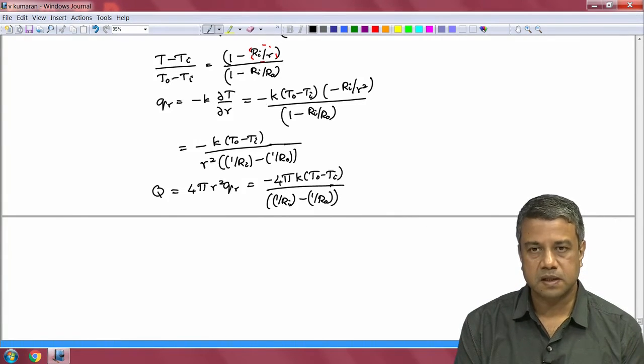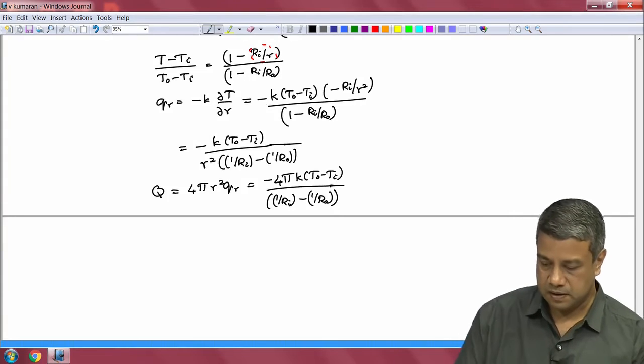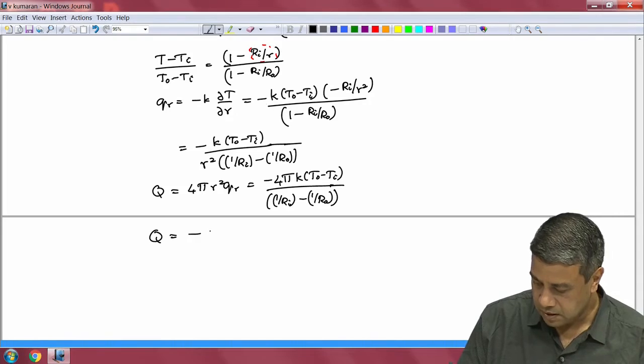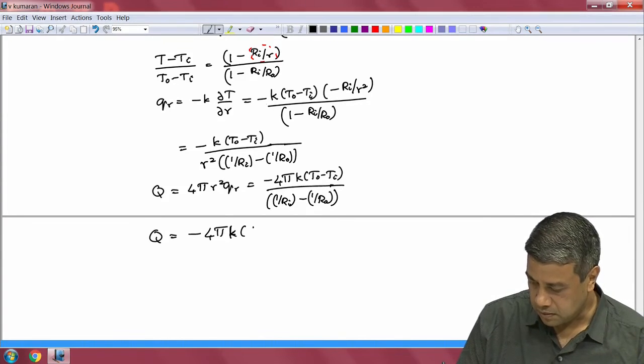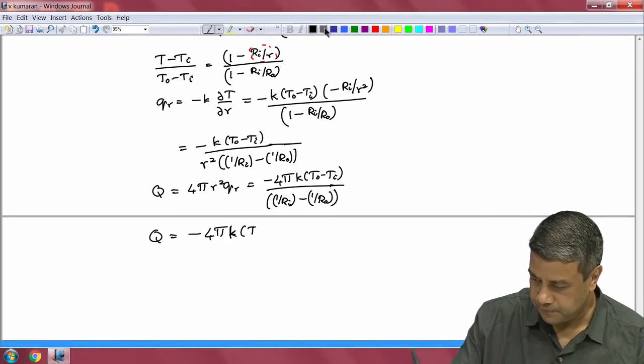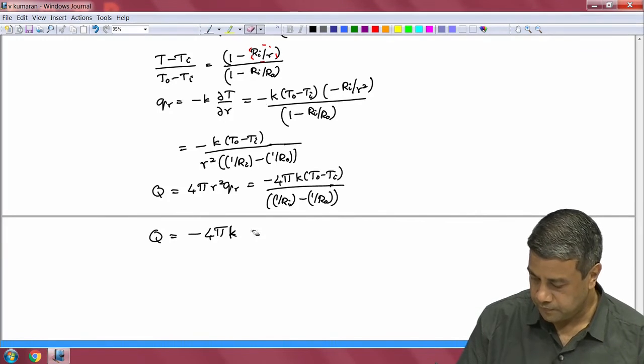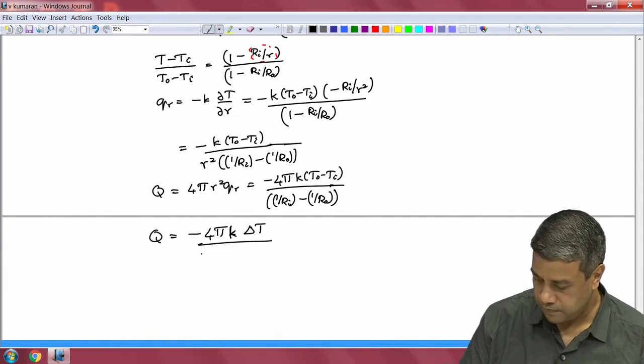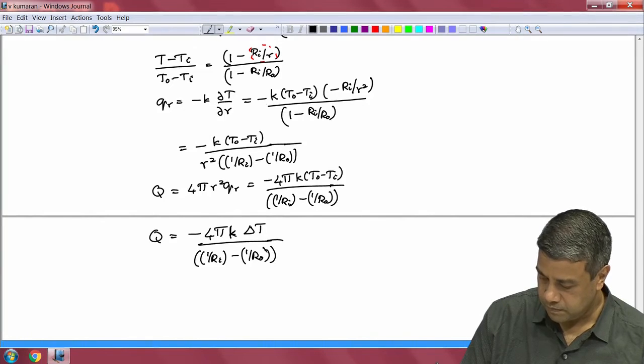If I express this Q_r in terms of the temperature difference, Q is equal to minus 4 pi k times delta T divided by (1 by Ri minus 1 by Ro).